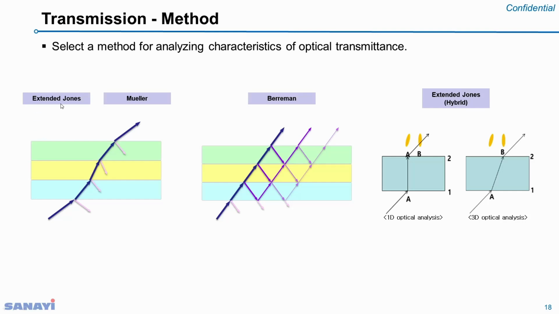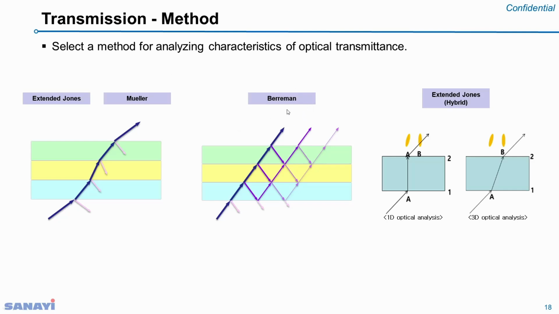Extended Jones method uses a 2x2 matrix method to perform optical calculations. Only the reflection loss at the layer interface is considered. It means that extended Jones matrix method does not consider multi-reflection. So, calculation results can be obtained very quickly.